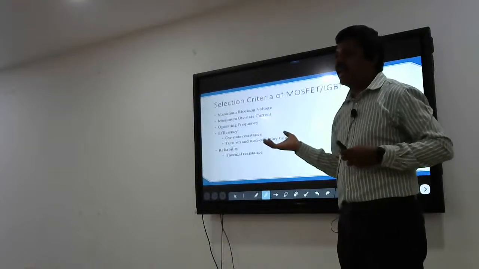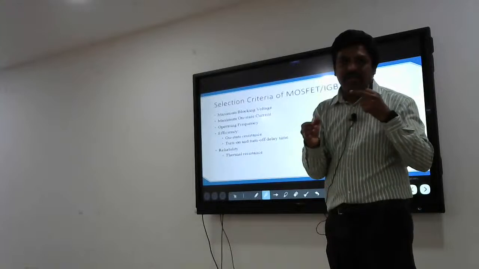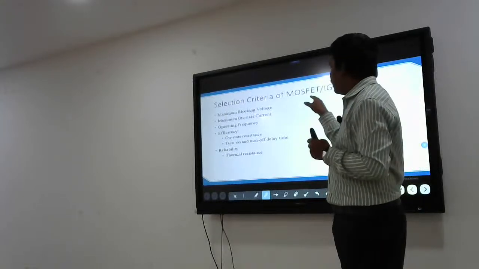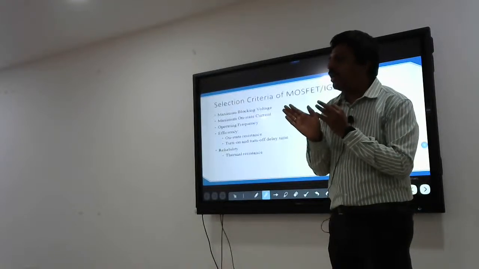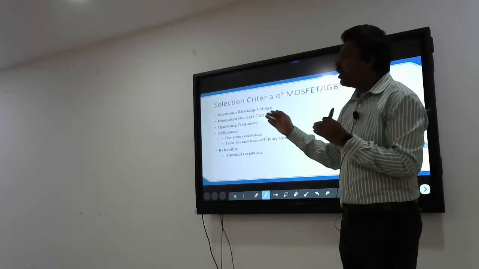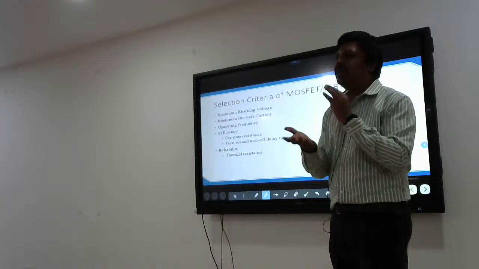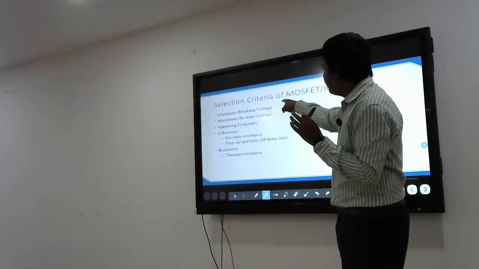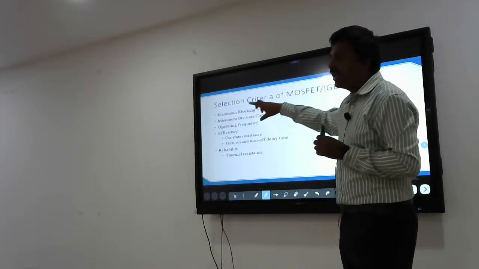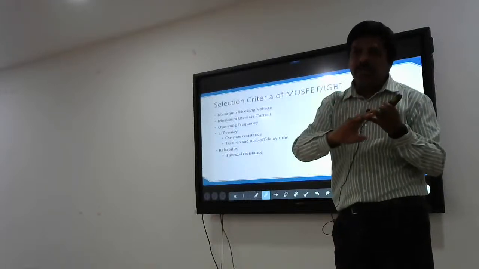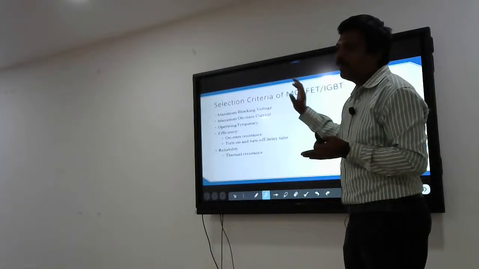Then maximum on-state current. How much current will flow? If it is on, what is the maximum current it will flow? These are the safe operating currents. The MOSFET or IGBT will not be damaged when operated below that value. They also suggest a proper heat sink. If you put that heat sink and operate within that blocking voltage and on-state current, the diodes, MOSFETs or IGBTs are safe. Otherwise, they are not safe. That is why data sheets are very important.